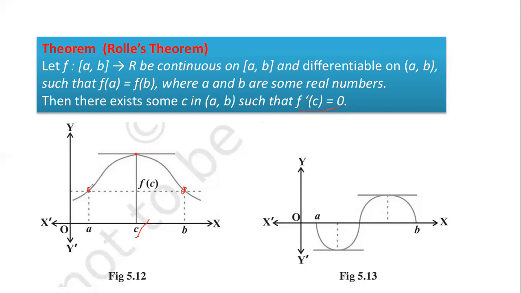As you can see, when we start from a and approach c, the rate of change is increasing, and then after this point c, it is decreasing. But at this particular point, that is c, the graph is parallel to the x-axis, that is, the rate of change is 0. Similarly, in this graph we have two points, this and this, where the rate of change is 0, that is f'(c) equals 0.